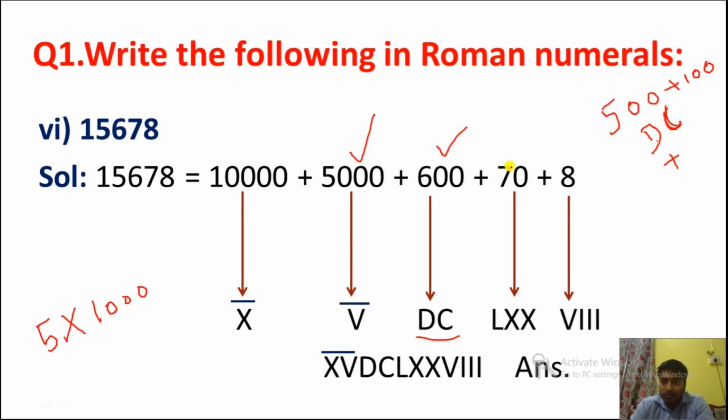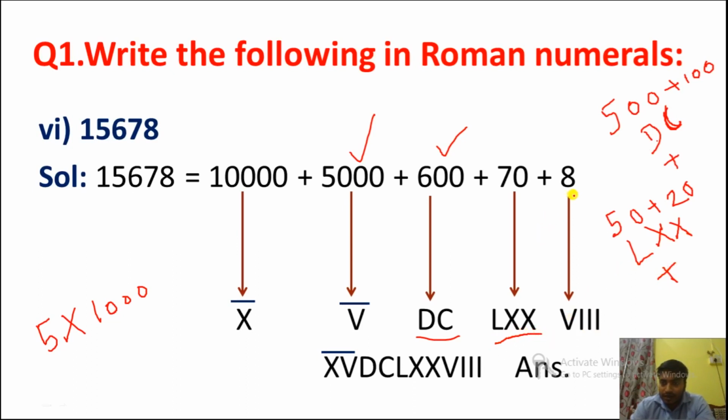Now we have to write 70. How will we write 70? 50 plus 20. We have a separate symbol for 50, L, and we will write 20 as XX. We repeat X 2 times. The value of X is 10, and here we are repeating it 2 times, that means 10 into 2, 20. This is a smaller value symbol, retained just right side of the higher value symbol. That means there will be addition. So 50 plus 20, 70. So we can write LXX.